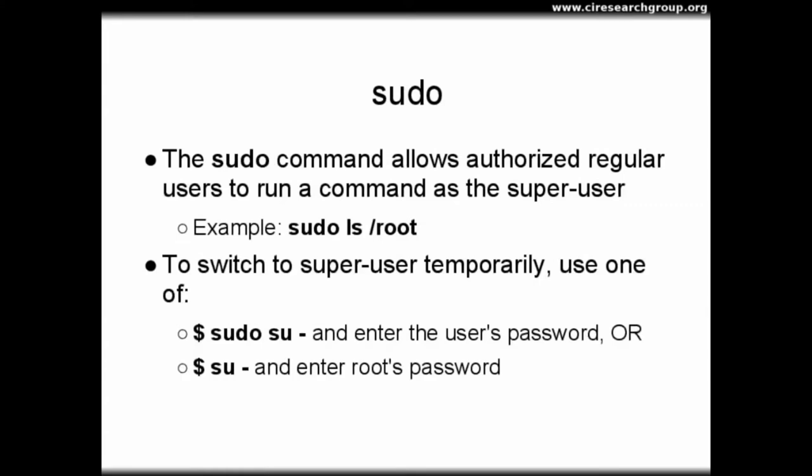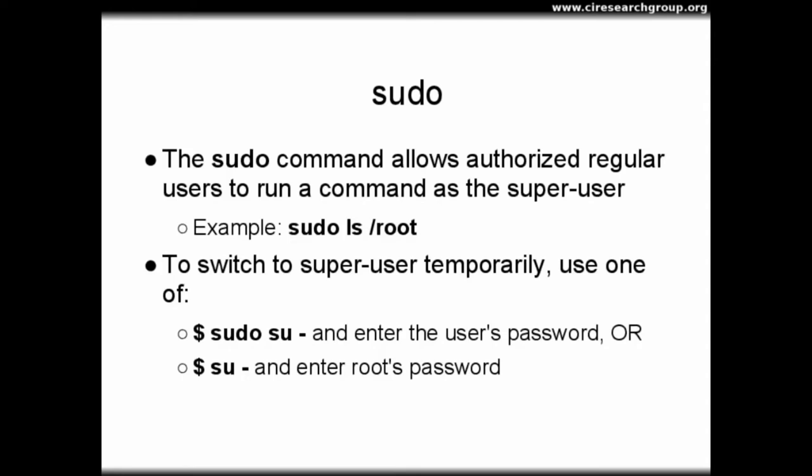On systems where the root user account has been disabled, or on systems where the administrator would like to disable the root account, the sudo command allows authorized regular users to run a command as the superuser. So, for example, we could find the listing of root's home directory by typing sudo ls /root.